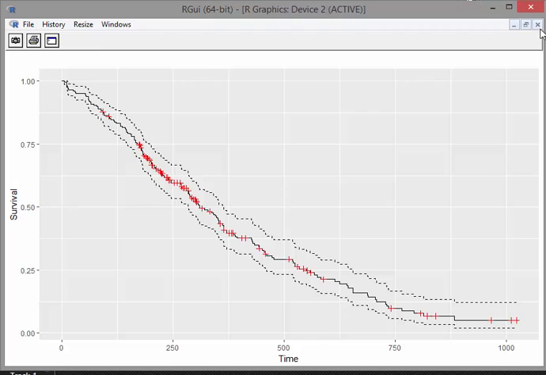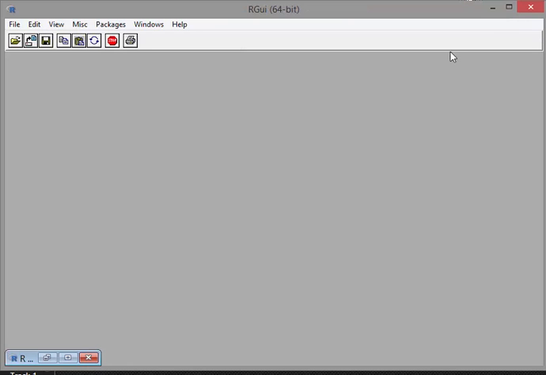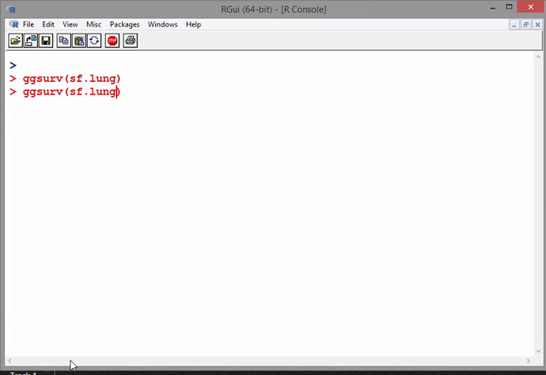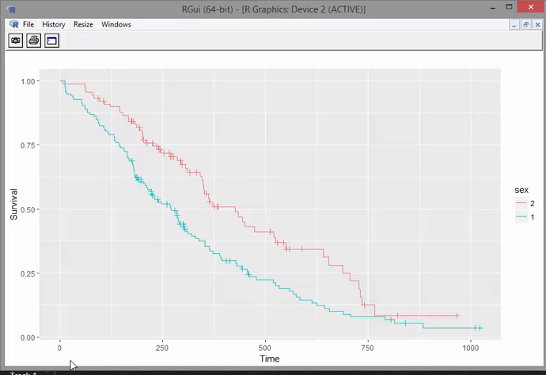What is possible to do here is to break it up by male and female, and we get a slightly different curve here. There's no confidence interval, and we have the males and females there. I'm not quite sure which is which. I think one might be males and two might be females.